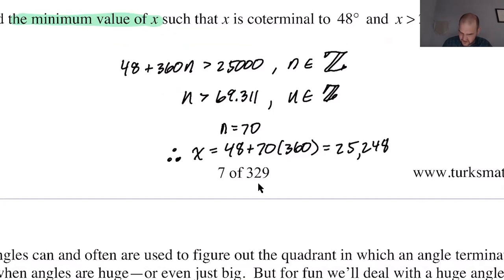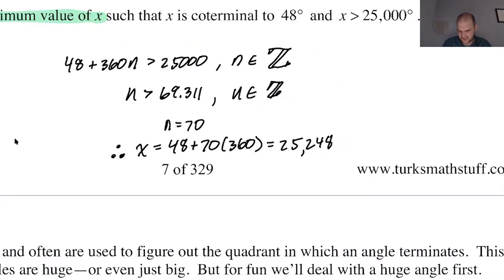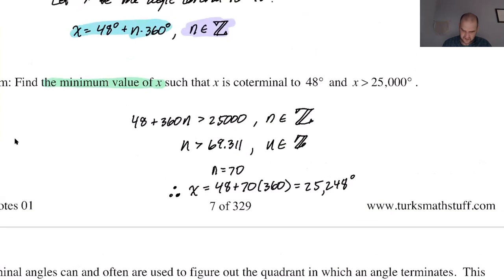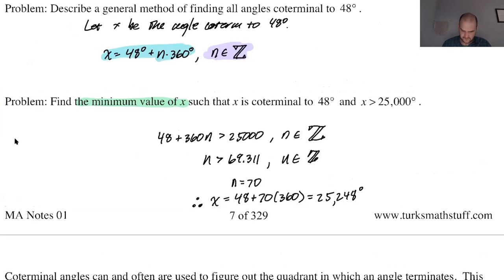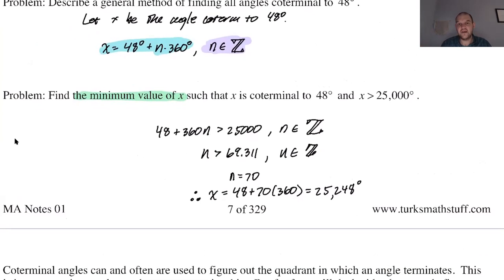So this is equal to 25248, which is definitely the smallest one that is bigger than 25,000 because 248, well, actually, I guess my reasoning that I was about to give isn't necessarily right. I was going to say because 248 is less than 360, so you're less than 360 more than 25,000. Is that logic right? I don't really know. I think there's something wishy-washy about that logic, but I'm confident that it's right.